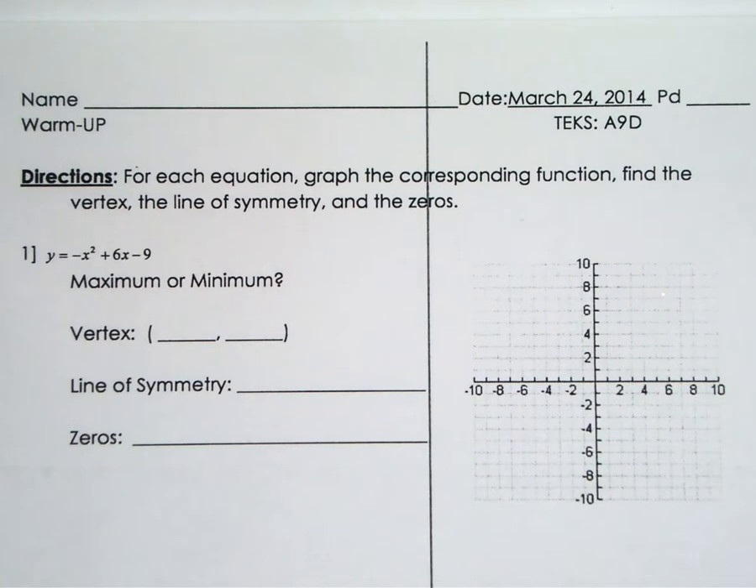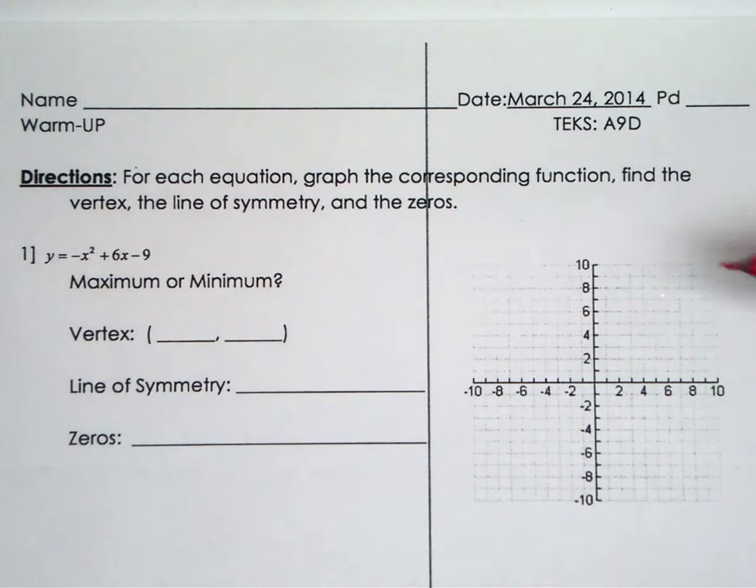Hey guys, so today's lesson is going to be on just identifying parts of a parabola, and we're just going to focus on this problem that we see right here. It was a warm-up that we did on the 24th. It was a Monday. So before we begin, let's just look at this equation and see what we notice about it. We see that it's y equals negative x squared plus 6x minus 9.